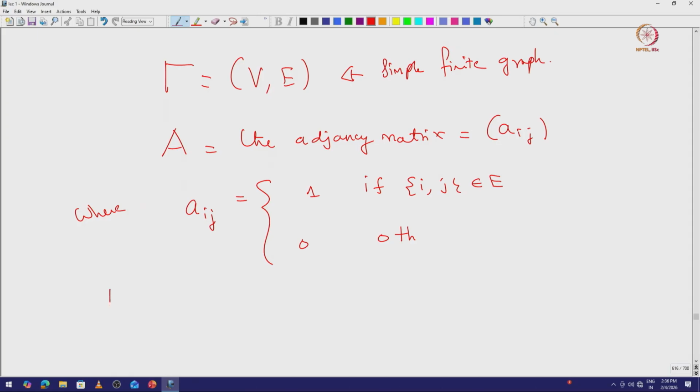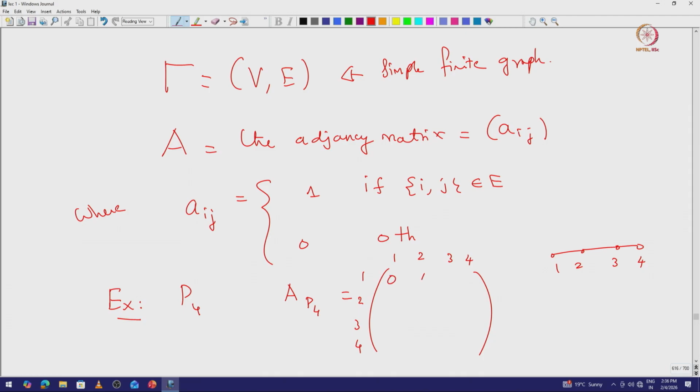So, for example, if we take the path P4, then the adjacency matrix of P4 is going to be, so you have vertices 1, 2, 3, 4 along rows and columns. You know that 1 2, 2 3, and 3 4 have edges, the remaining things do not have any edges. So, 1 1 does not have an edge, 1 2 has an edge, 1 3 does not have an edge, 1 4 does not have an edge.